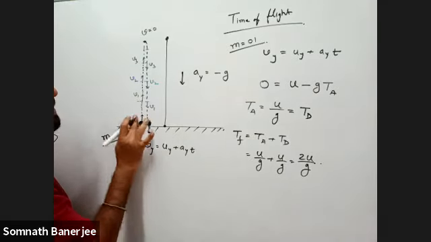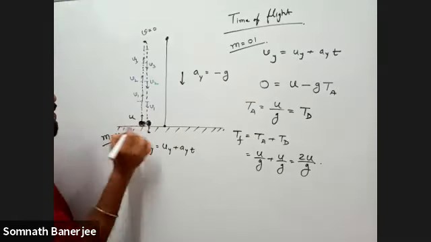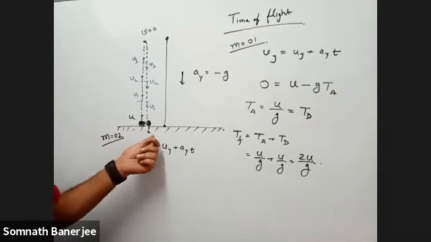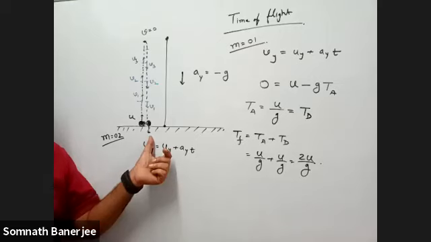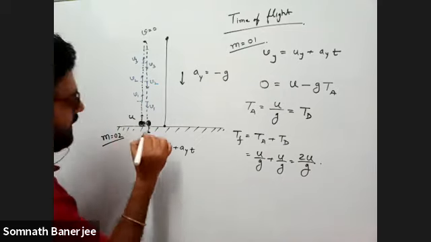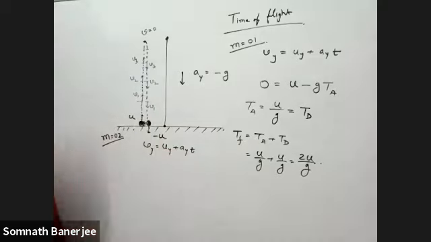So if this is your initial velocity u, what is the velocity before hitting the ground at the same height? What is the magnitude of the velocity? Anyone tell me? U. Upward or downward? Downward. Excellent. So you can write minus u.